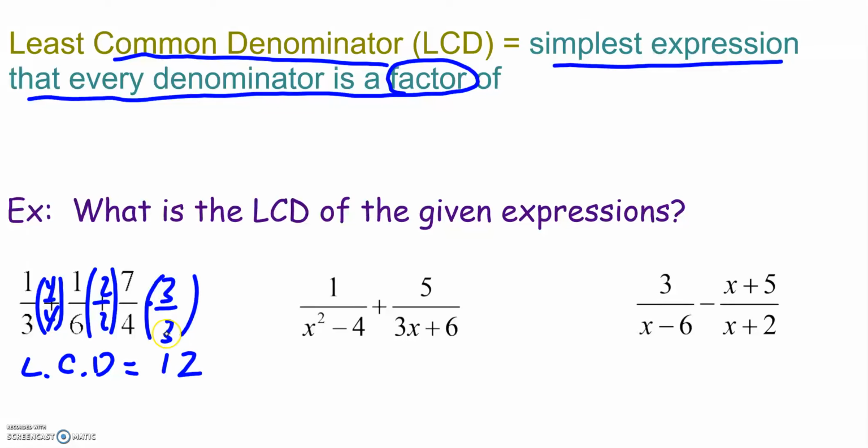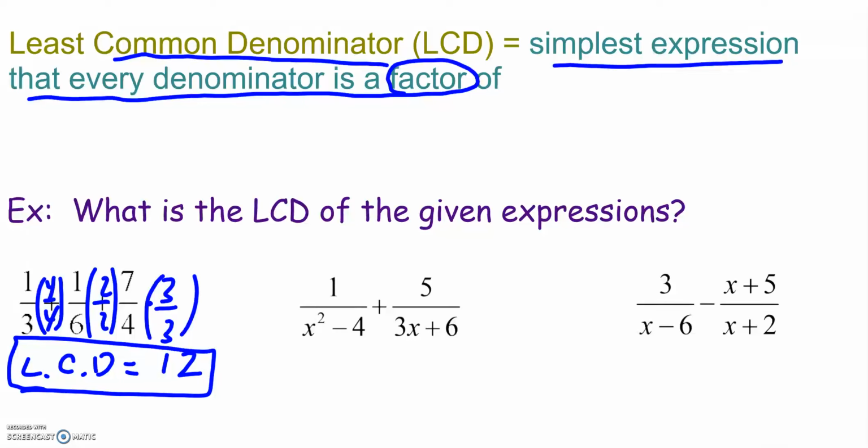The reason I write it like this is because technically 3 over 3, 2 over 2, and 4 over 4 are really 1. So when you multiply by 1 in math, it doesn't change the end value, it just changes how it looks. So remember, this is a good process when you're finding a common denominator. So the LCD would be 12 in this instance. This next example, it's not as obvious.